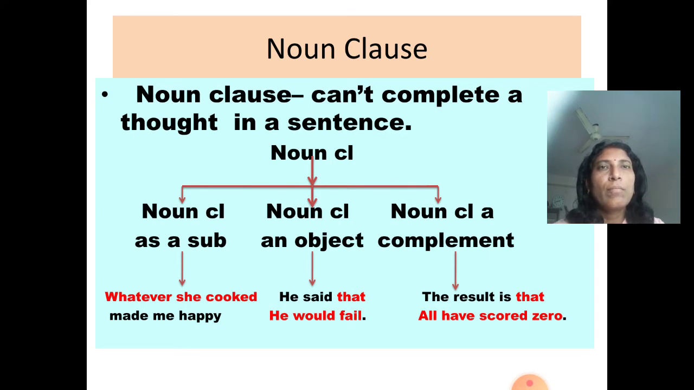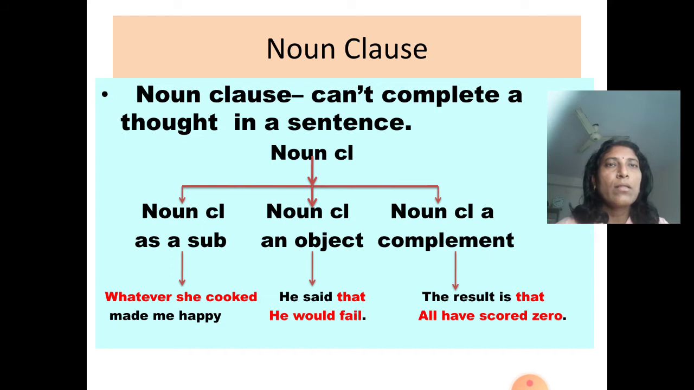Whatever she cooked made me happy. Here, whatever she cooked, this sentence works as a subject. It made me happy is the main clause, and the sentence in red color is the subordinate clause. Among the subordinate clauses there are three types, and noun clause is the first one, so we can call it a noun clause, and again we can call it a noun clause as a subject as it is placed at the beginning.